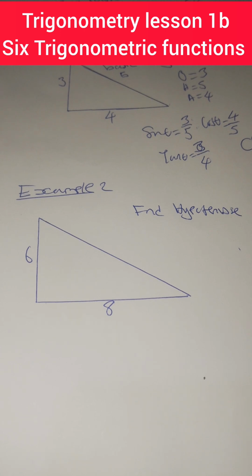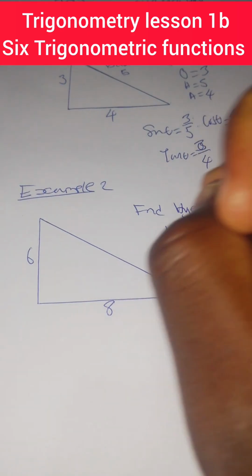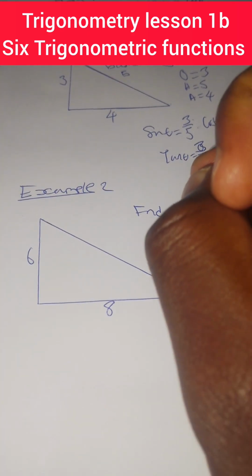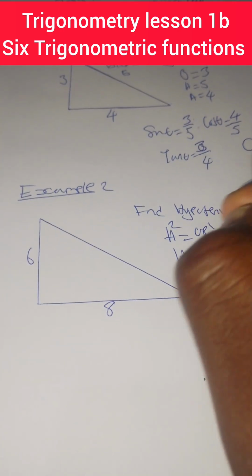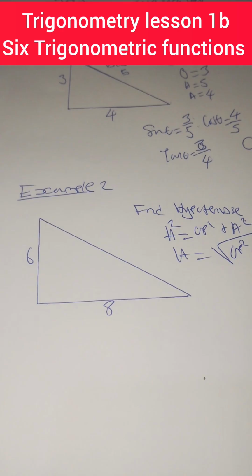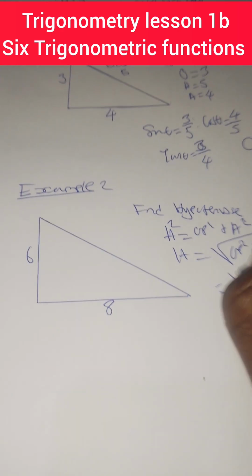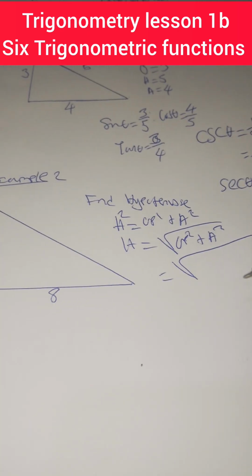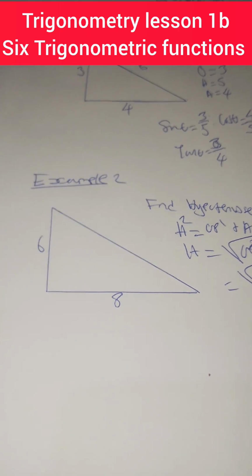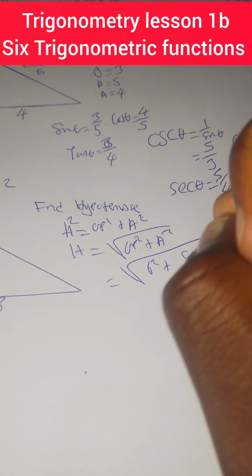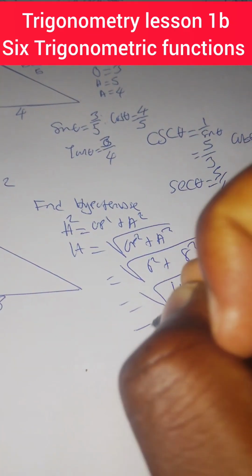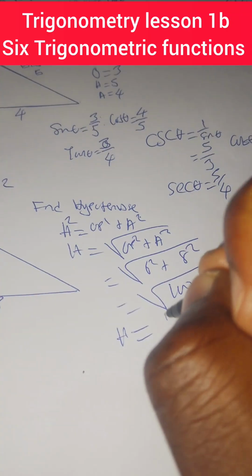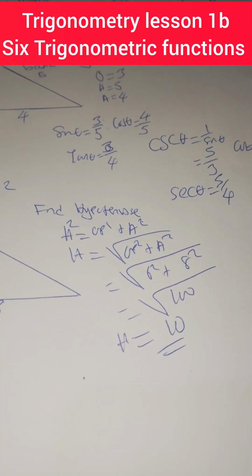The formula is: hypotenuse squared is equal to opposite squared plus adjacent squared, which means hypotenuse is equal to the square root of opposite squared plus adjacent squared. What is our opposite? Our opposite is 6. So 6 squared plus 8 squared, which is the square root of 36 plus 64, which is 100. Therefore, the hypotenuse is 10. So you use Pythagoras theorem.